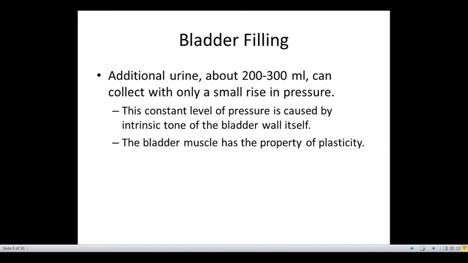This constant level of pressure is caused by intrinsic tone of the bladder wall itself, because the bladder muscle has the property of plasticity. Before proceeding further, it is important to understand this concept of plasticity.